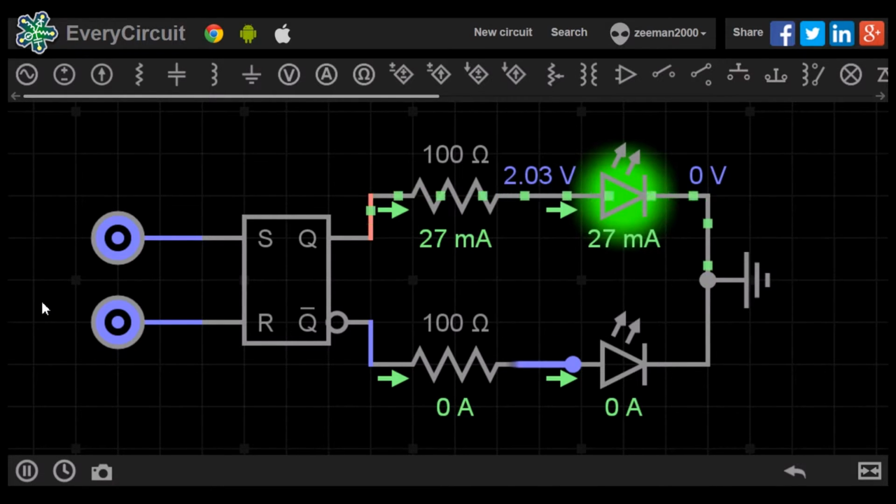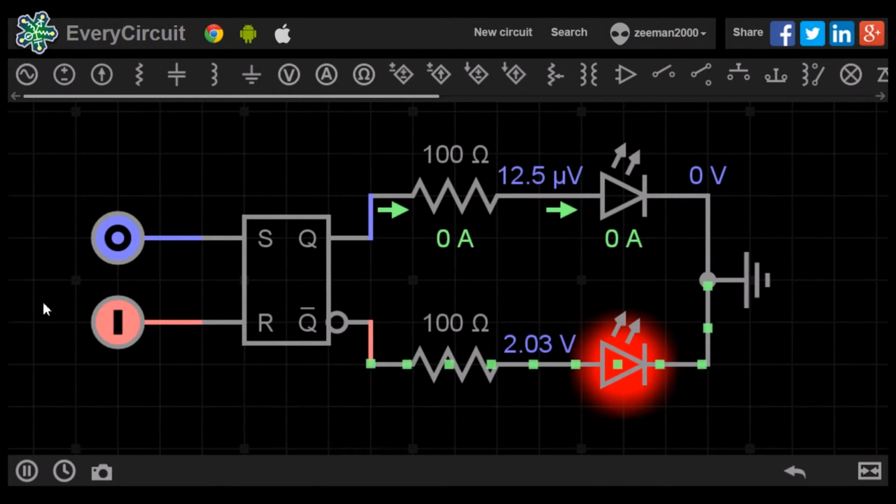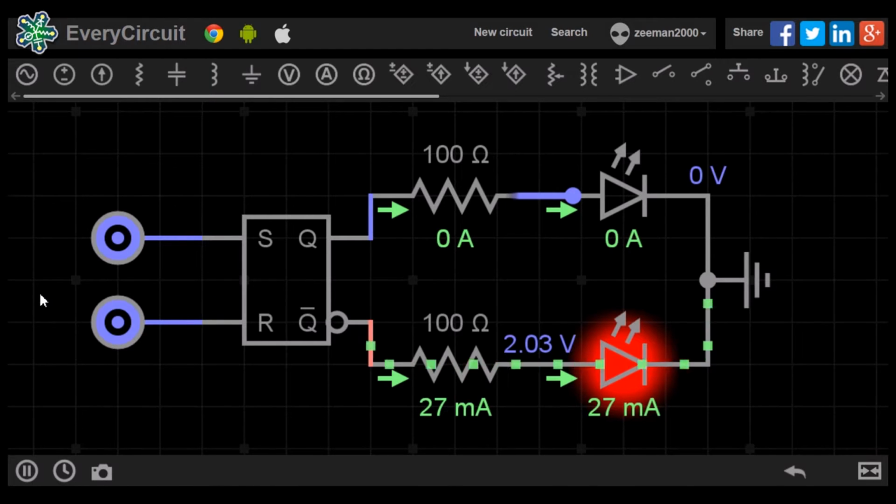If we now put the reset input to 1, the green LED turns off and the red LED turns on. Q0 is now high and the flip-flop is in reset condition. And turning reset back to 0 tells the flip-flop to remain in this condition. It is now in the no change state once again.